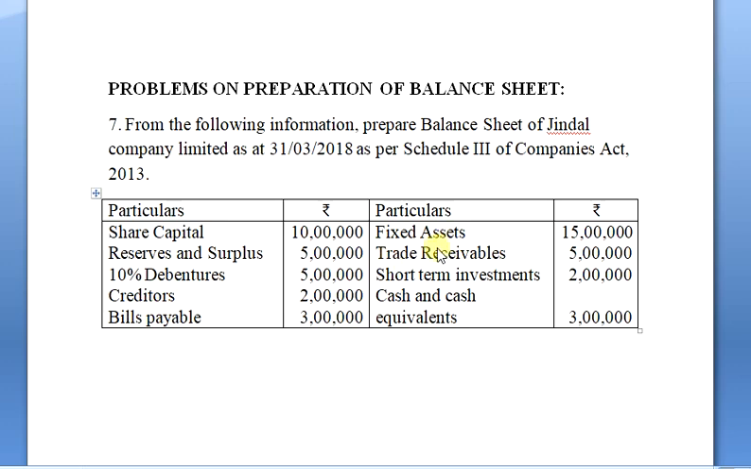Fixed assets will be coming under the asset side. Under the fixed assets we have 15 lakhs. Again, trade receivables 5 lakhs. Trade receivables also will be coming under the asset side, under the head called current assets. Short term investments will be coming, rupees 2 lakhs. This also will come under where? Under the current assets itself. Cash and cash equivalents 3 lakhs will be coming under the current assets. Now we can move into the problem, my dear students.